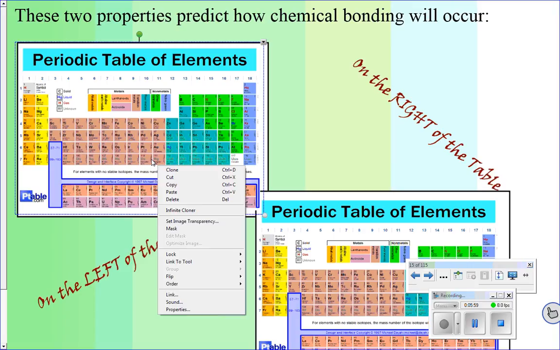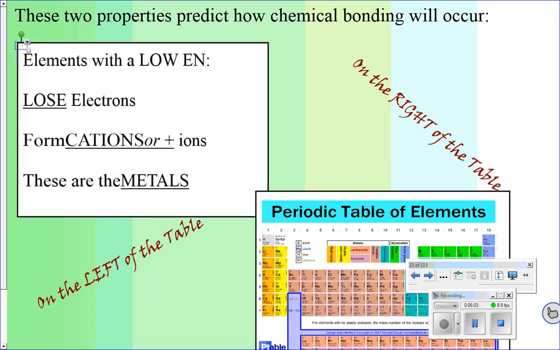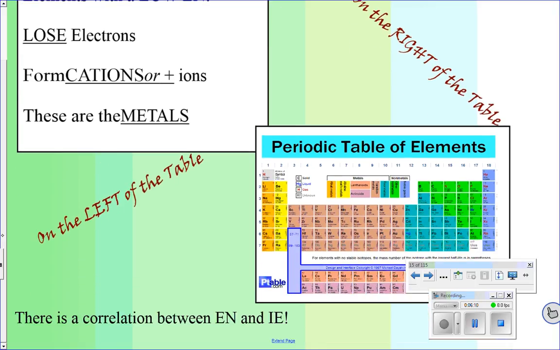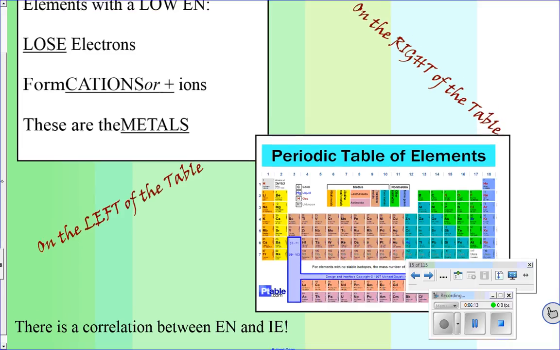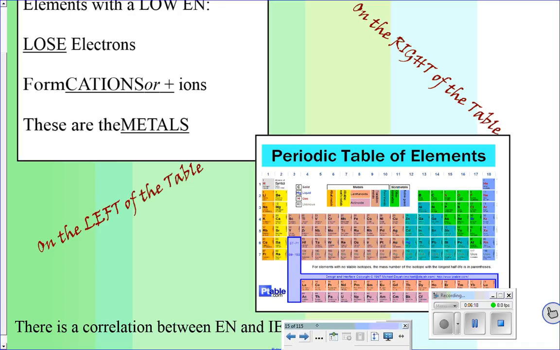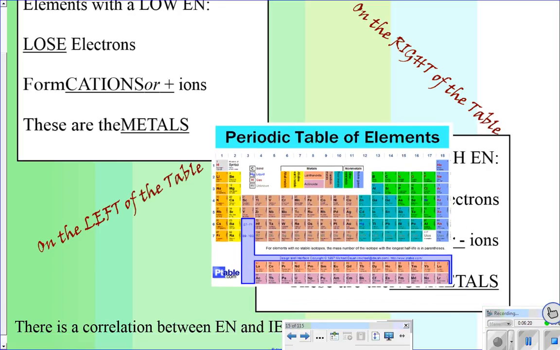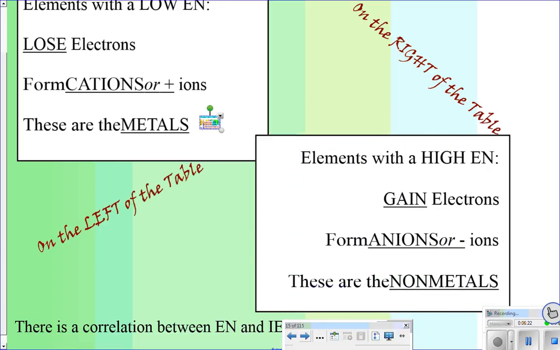Both of these generally tell us the same thing, though, how well atoms hold on to electrons. So these are going to help us to predict bonding because elements with low electronegativities will lose electrons and form cations or positive ions. And these are the elements on the left side of the periodic table, or the metals. On the other side of the periodic table, when we have our elements with high electronegativities, these are going to be elements that gain electrons. Sometimes they might also bond by sharing electrons, which we'll talk about more in the next unit.